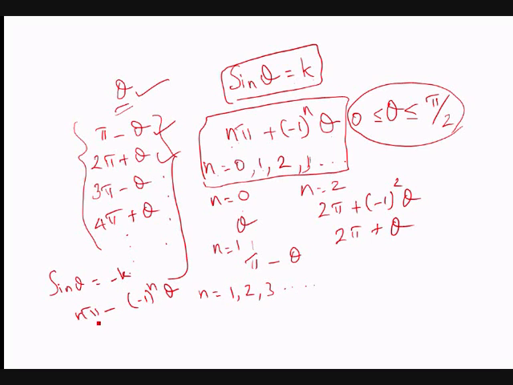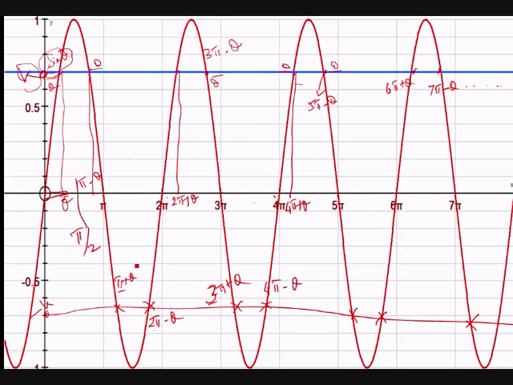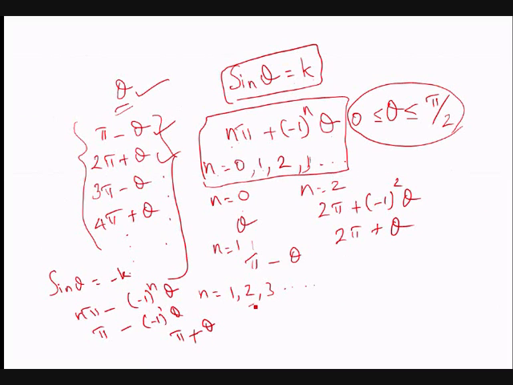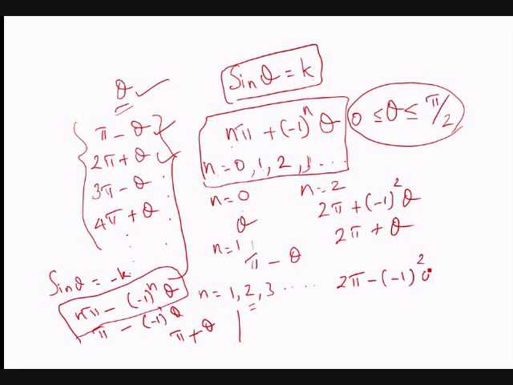If I substitute n equal to 1, I get pi minus negative 1 power 1 theta, which is pi plus theta. Let's go back and see if we had this. We had the first angle on the negative side as pi plus theta. And if I substitute n equal to 2 in this, then you get 2 pi minus negative 1 power 2 theta, which is 2 pi minus theta. And that was the second angle we got. And therefore this is the general solution when sin theta equal to negative k.